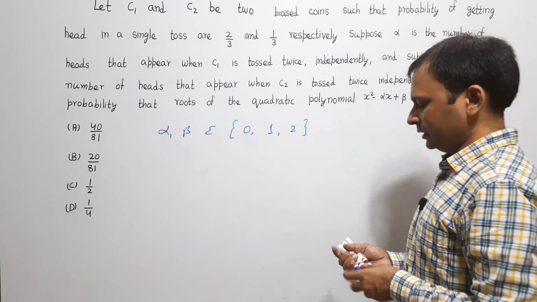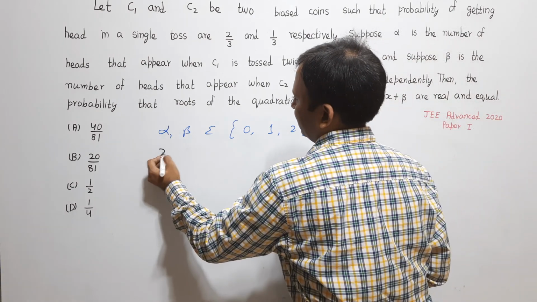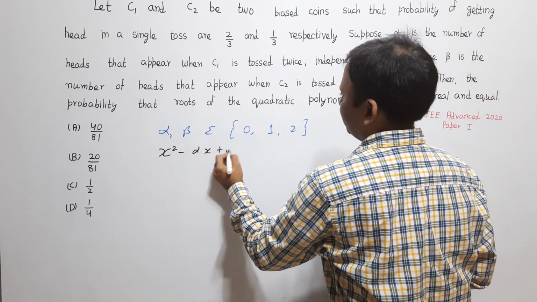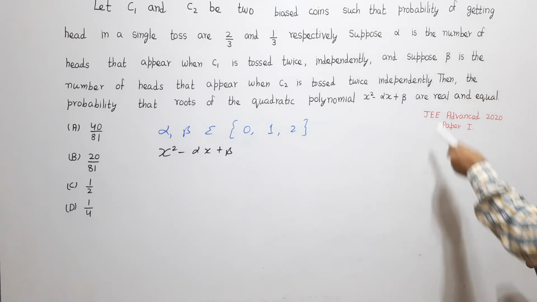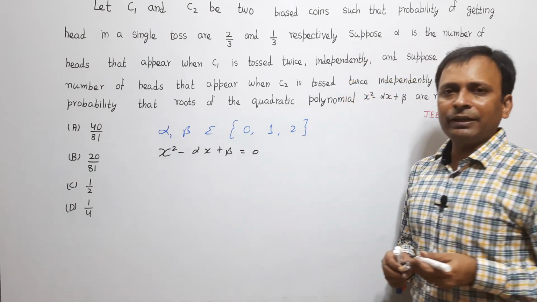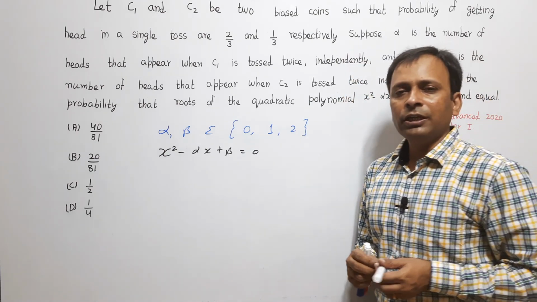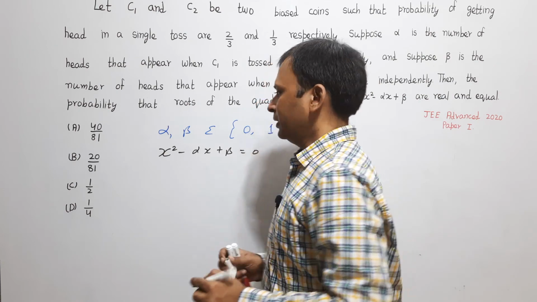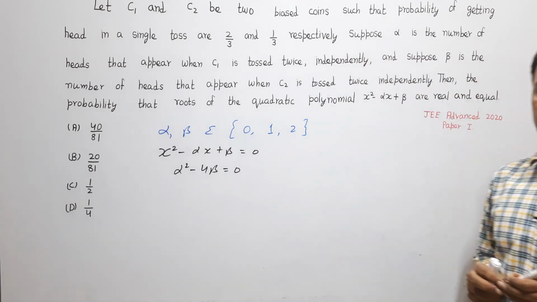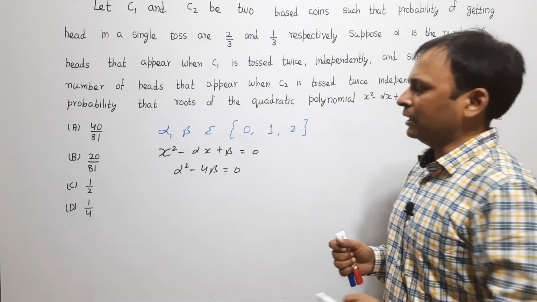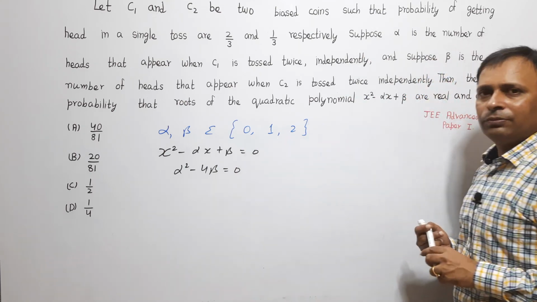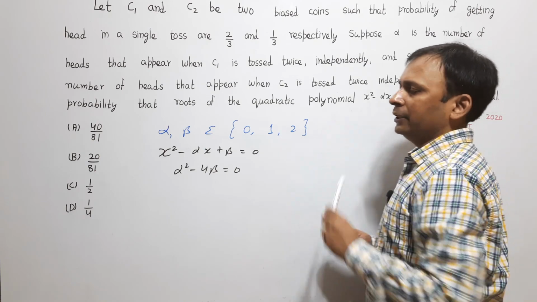So if I take this quadratic equation, x square minus alpha x plus beta, the roots of this quadratic polynomial are real and equal, means if I take this quadratic equation x square minus alpha x plus beta equal to 0, it should have the discriminant equal to 0. Discriminant equal to 0 means alpha square minus 4 beta should be equal to 0. Now I will take those cases where alpha square minus 4 beta can be equal to 0, keeping the restriction that alpha and beta both can take the values only 0, 1 and 2.